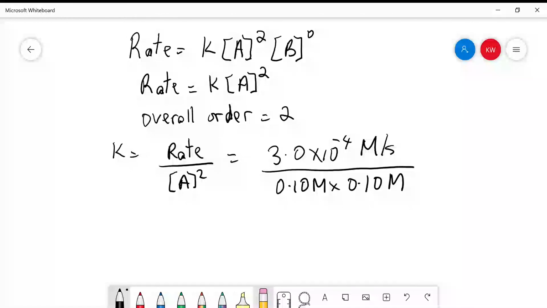So if you plug this into your calculators, you will get k is equal to 3.0 times 10 to the minus 2 M to the minus 1 second to the minus 1. So that's how you can determine the rate law, the value of k, and the overall order. Hope this helps.